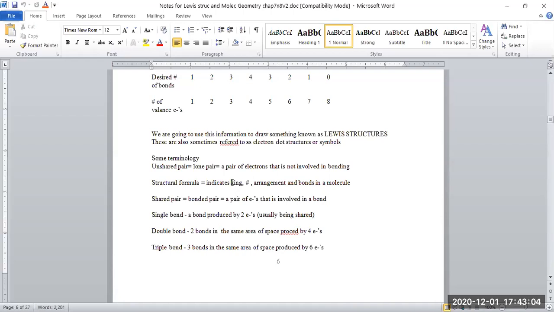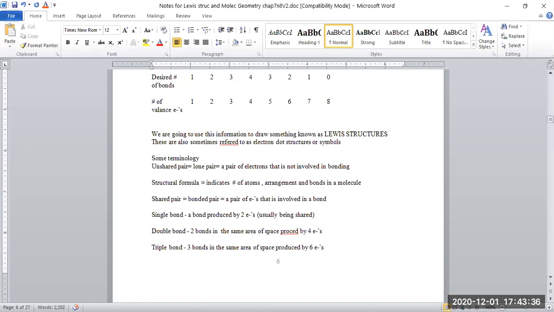I realized I have a bizarre word in here that I forgot what I was supposed to put there. It says indicates King number. That's not what it's supposed to say. I don't even remember what I went to type there. Let's say indicates number of atoms. That's more correct. And the arrangement and the bonds.